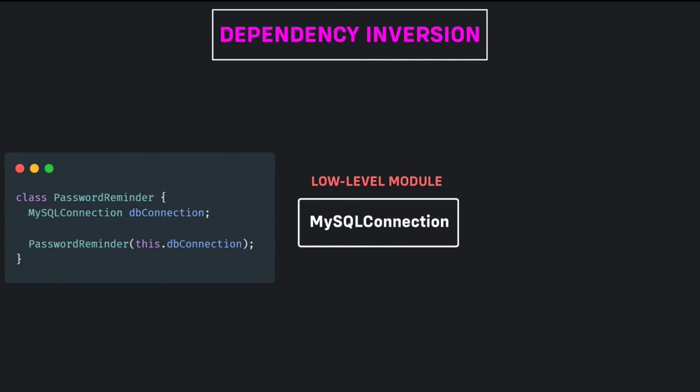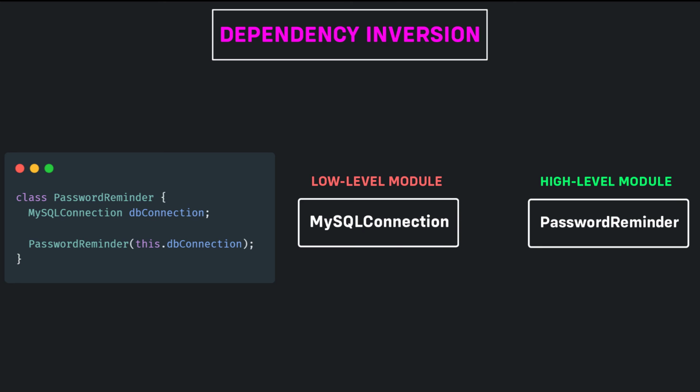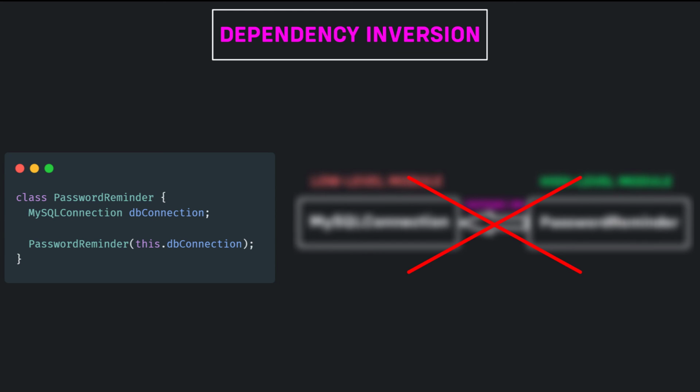First, the MySQL connection is the low-level module while the password reminder is high-level. But according to the definition of D in S.O.L.I.D, which states depend on abstraction, not on concretions, this snippet above violates this principle as the password reminder class is being forced to depend on the MySQL connection class. Later, if you were to change the database engine, you would also have to edit the password reminder class, and thus violate the open-closed principle. The password reminder class should not care what database your application uses.